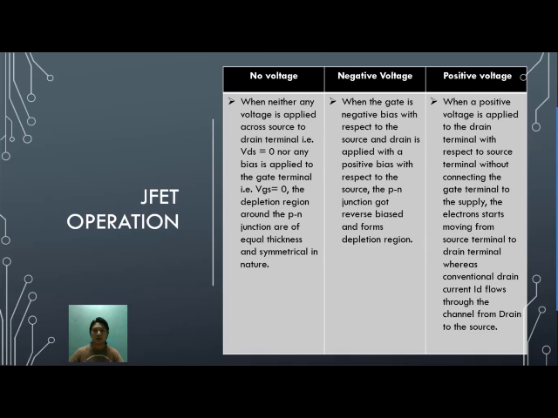And the last condition is positive voltage. When a positive voltage is applied to the drain terminal with respect to the source terminal without connecting the gate terminal to the supply, the electrons start moving from the source terminal to the drain terminal, whereas the conventional drain current ID flows through the channel from drain to source.